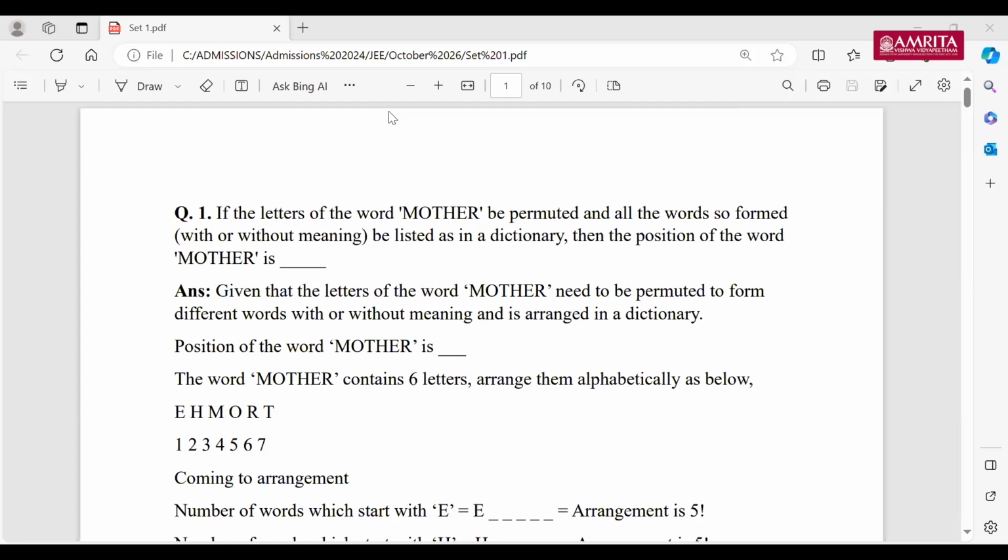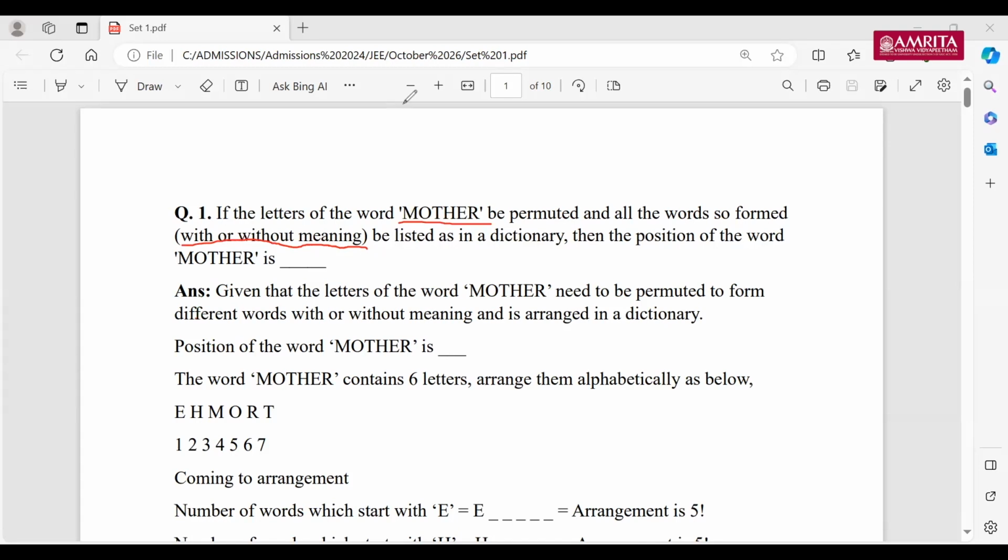If the letters of the word MOTHER be permuted and all the words so formed, with meaning or without meaning, be listed in a dictionary, then the position of the word MOTHER is. So what do you have to do when you want to solve this problem? We have a word given in the question, which is MOTHER. They have already given the idea that the word is permuted and we are going to form different words, with meaning or without meaning, using all the alphabets.